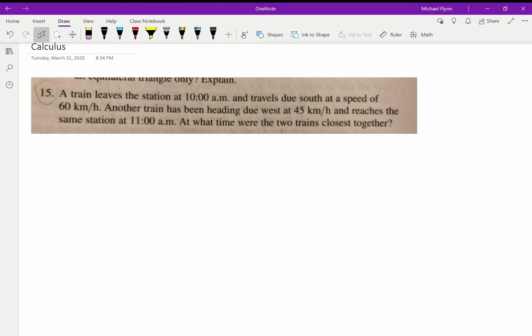So anyway, a train leaves the station at 11 a.m. This must be before the pandemic because of course we wouldn't be riding on a train at this time. And then travels south at a speed of 60 kilometers per hour.